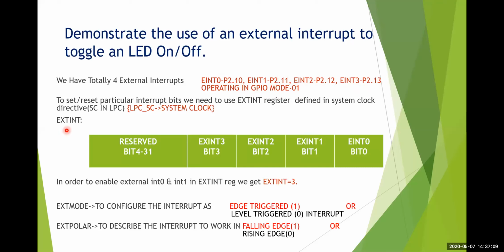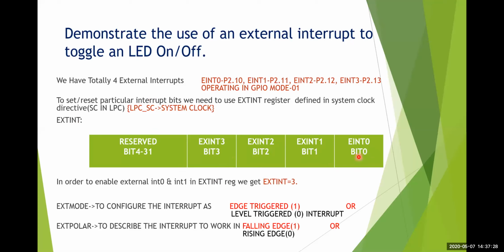This is the special function register, external interrupt. It is a 32-bit register which is used for enabling or disabling these external pins. This is the bit status. Bit 0 is external interrupt 0, bit 1 is external interrupt 1, and similarly bit 2 and bit 3 are external interrupt 2 and 3.